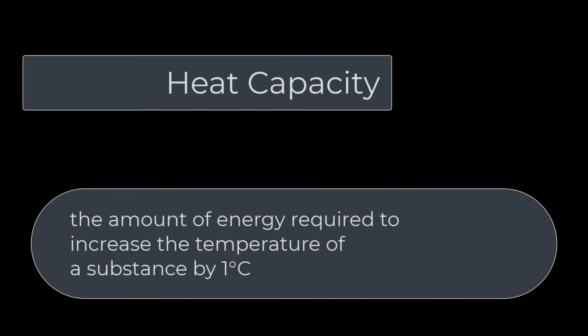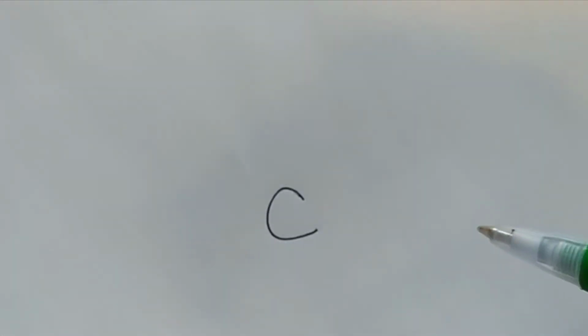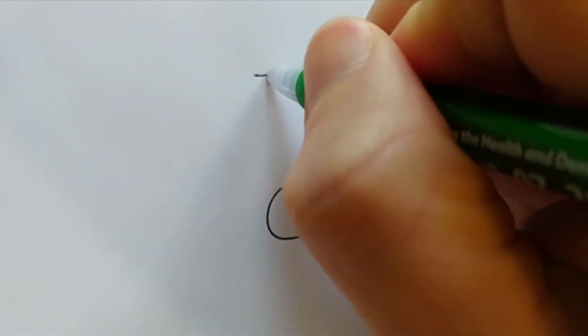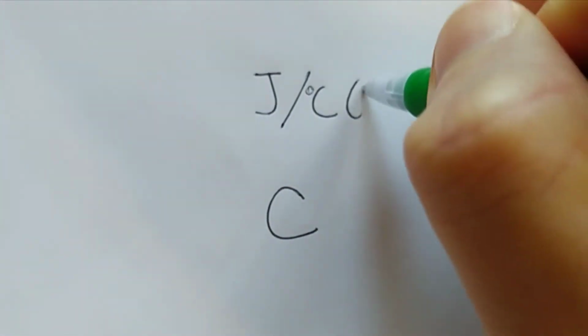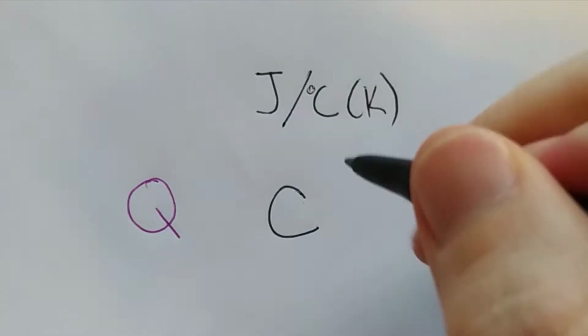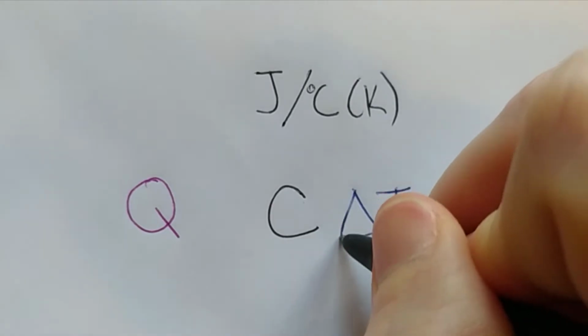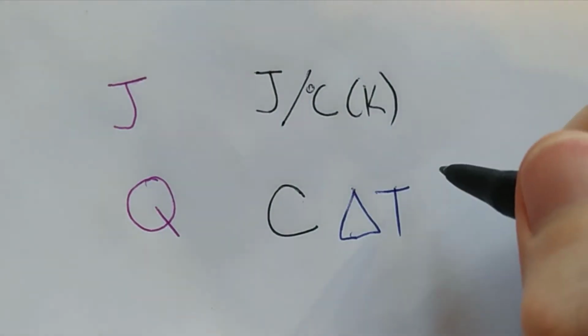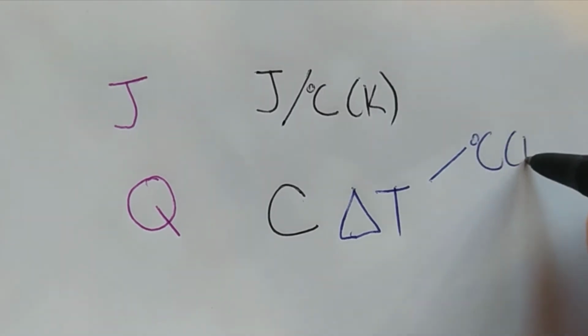The definition of heat capacity is the amount of energy required to increase the temperature of a substance by 1 degree Celsius. Now the symbol for heat capacity is C, and the units are joules per degree Celsius or degree Kelvin. And it's typically used in the formula Q equals C delta T, where Q is energy measured in joules, and delta T is temperature difference measured in degrees Celsius or degree Kelvin.